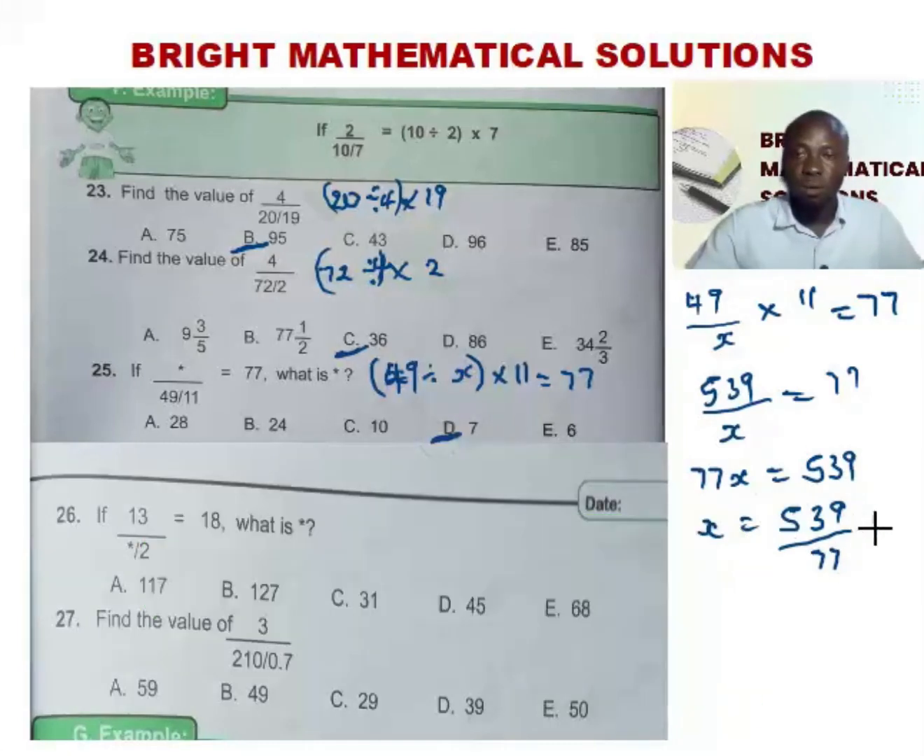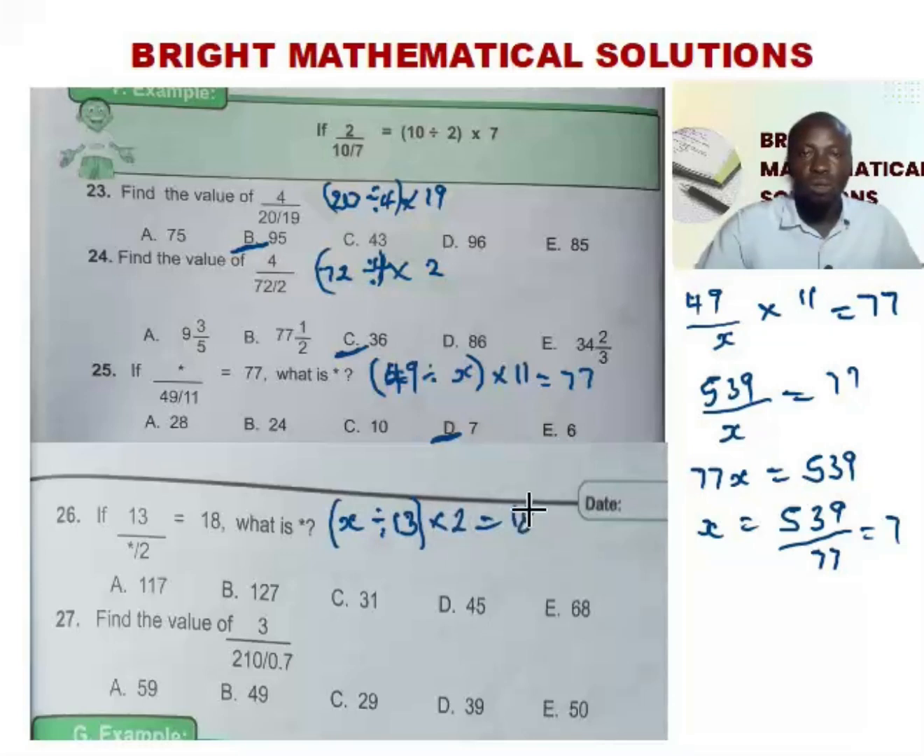So x equals 7. And to the next one, we have 13 star divided by 2 equals. So we are going to rewrite this expression to meet the initial requirement. Let us say this is x divided by 13, multiplied by 2, equals 18. Let me rub this off so that we can have space to work with.